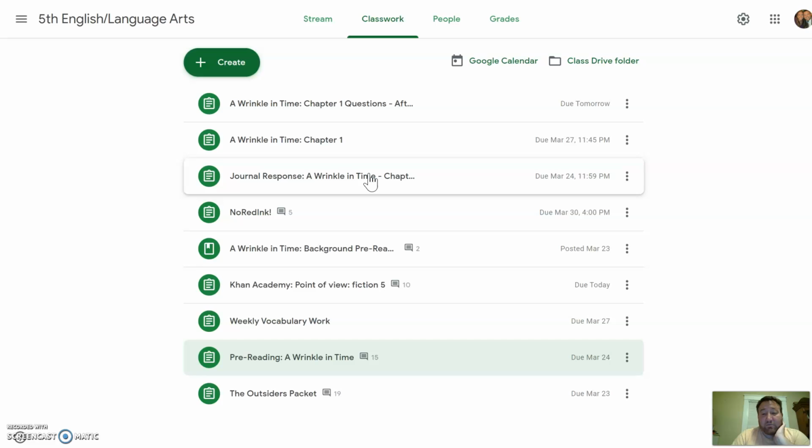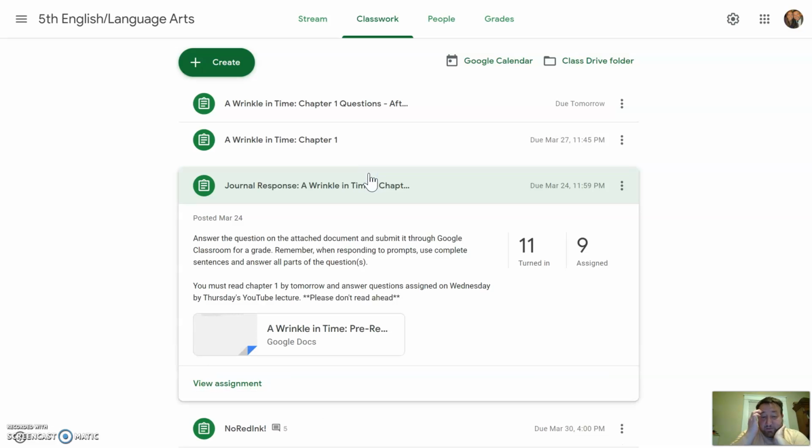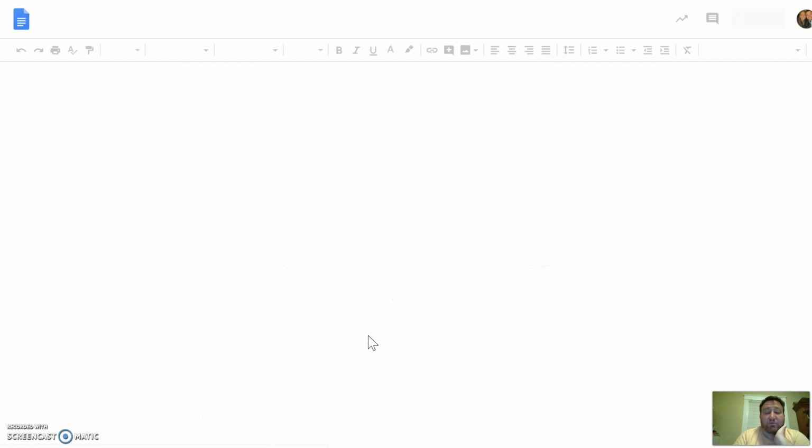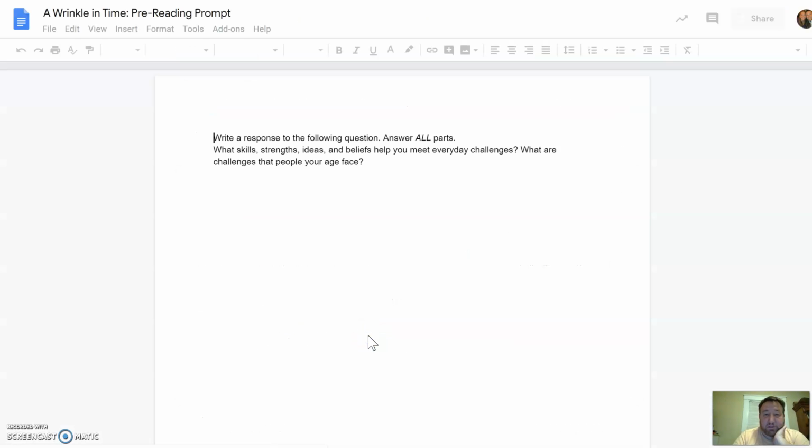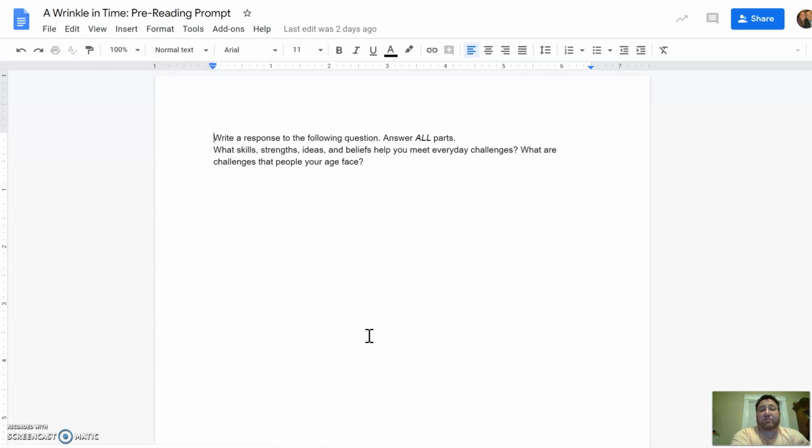The first assignment on the actual reading is A Wrinkle in Time pre-reading. 9 of you have not done that yet. It was due yesterday. So if you are that person, please get that turned in. Simple question. What skills, strengths, ideas, and beliefs help you meet everyday challenges? And what are some challenges that people your age face?